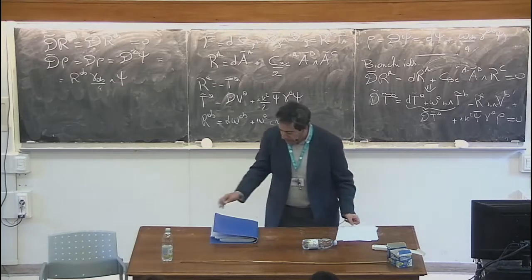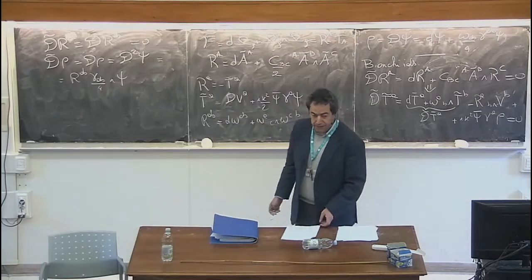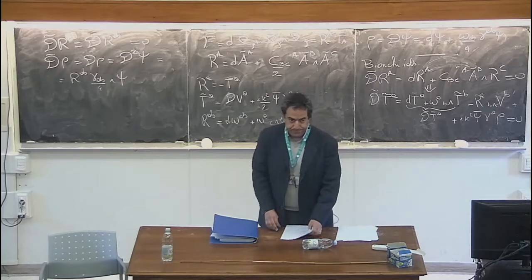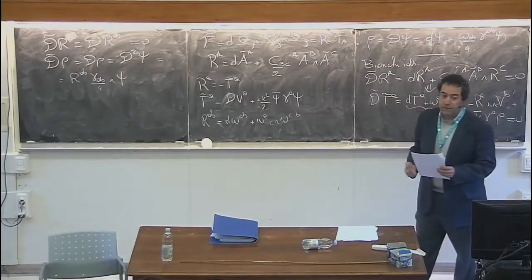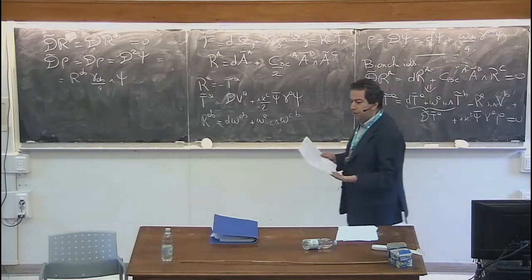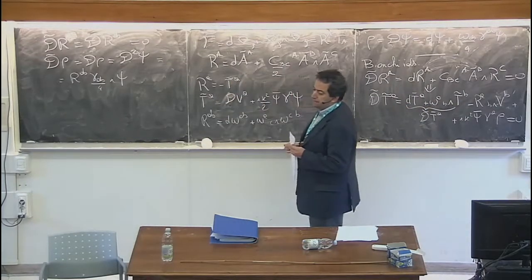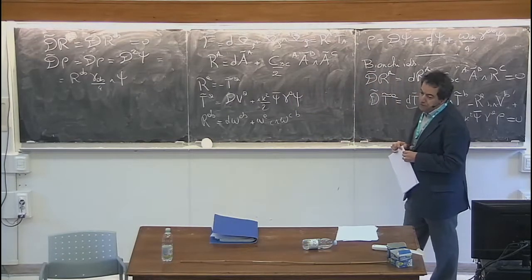Good. Now let's move to the definition of the gravitino field and the description of its dynamics. How do we define the gravitino field? The gravitino field is just the one-form gauge field associated with the supersymmetry generators.